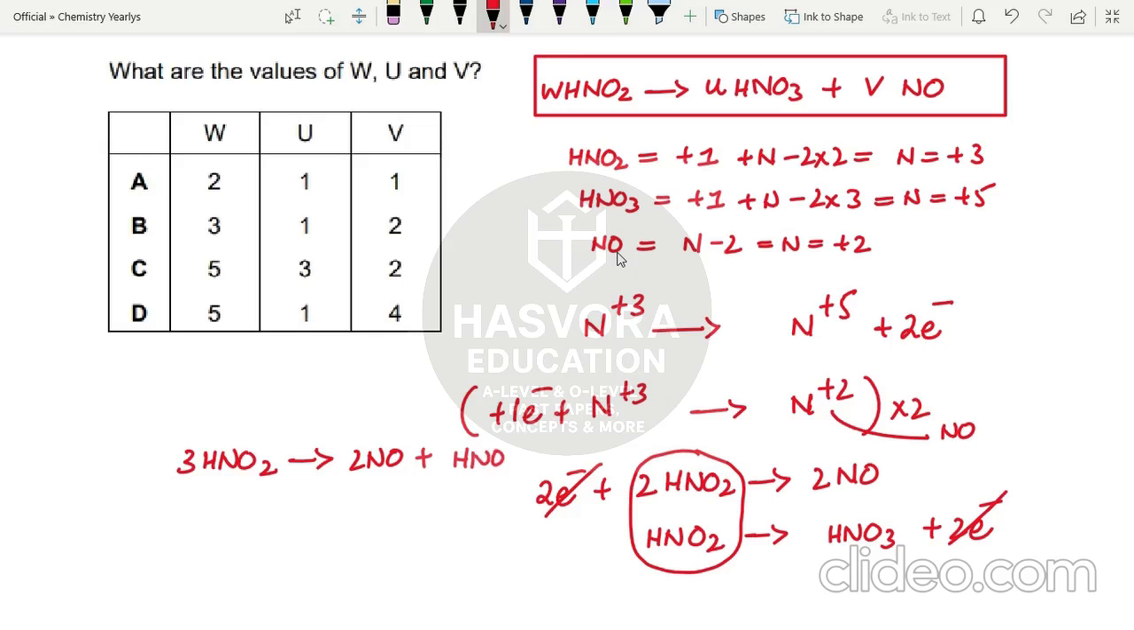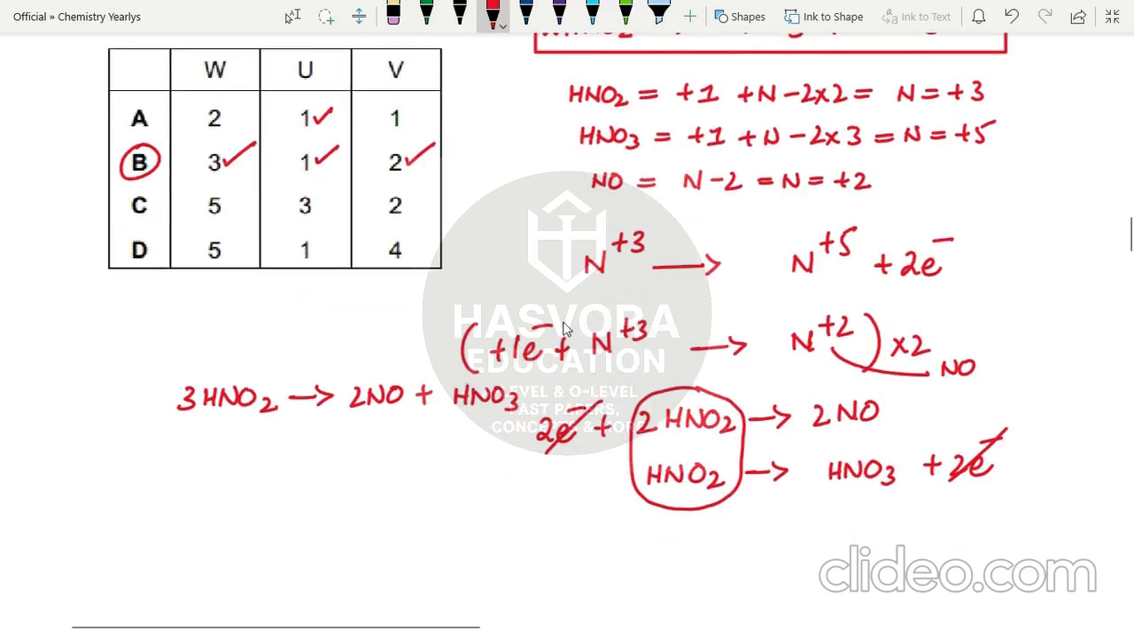HNO3. Now the moles of HNO3 were U, so it will be 1, and the HNO2 were W, so it will be 3, and for the V it was 2, so it will be 2. So B will be the answer. This is how we are going to be doing this question. Let's move on.